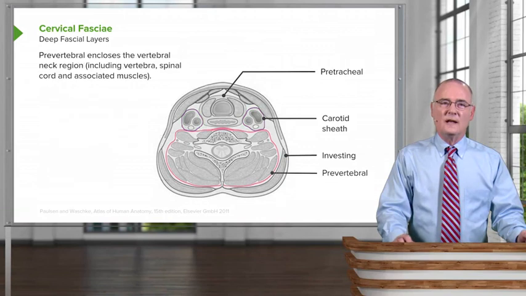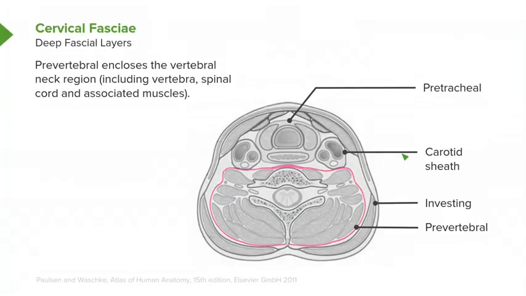As we continue looking at the deep fascial layers, here we can see the prevertebral layer, right in through here, fairly extensive. It's surrounding the vertebral compartment, and so that would include the vertebra in the region, the spinal cord within the vertebral canal, and then more externally, we can see several different vertebral-related muscles that would be enclosed by the prevertebral deep fascial layer.